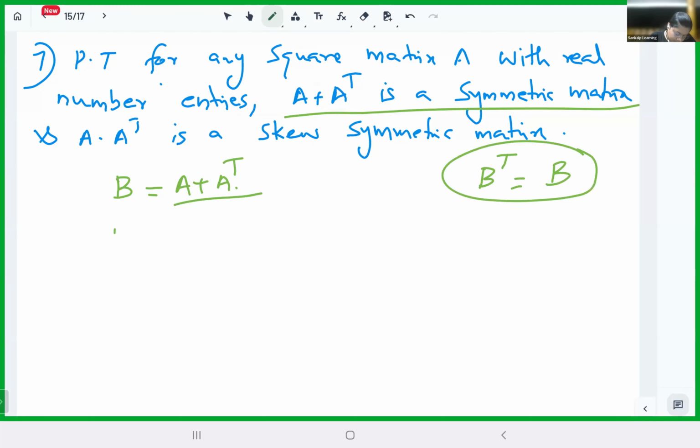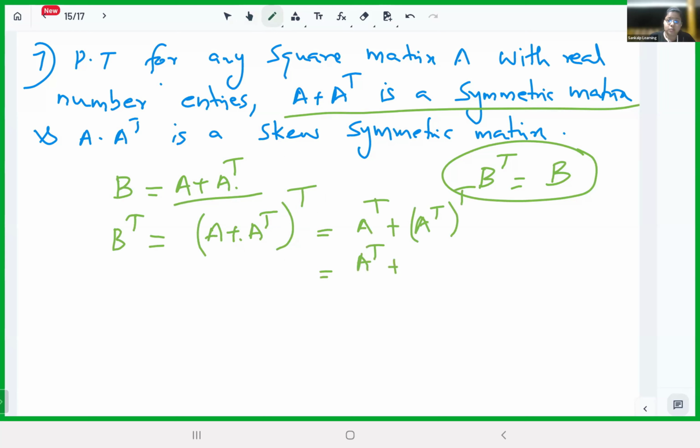So for that, first we can consider the transpose of the matrix B. B transpose. And what is this B? B is nothing but A plus A transpose, the whole transpose, right? So this can be split as A transpose plus A transpose, the whole transpose, because the transpose can be given to the second element also, isn't it? And A transpose is A transpose itself. And what about A transpose, the whole transpose? It is nothing but A.